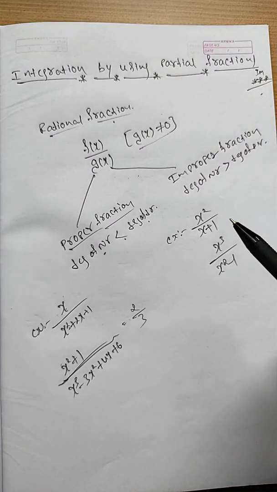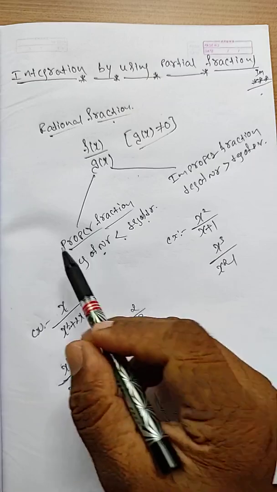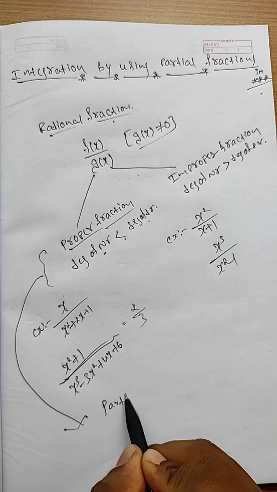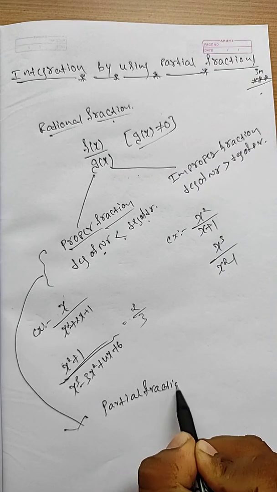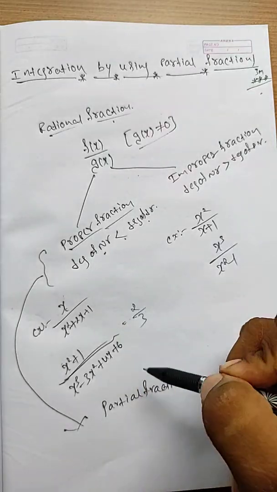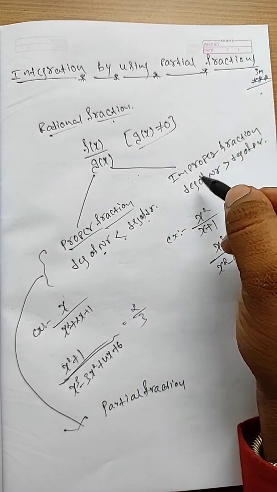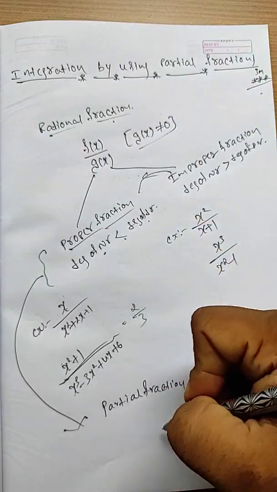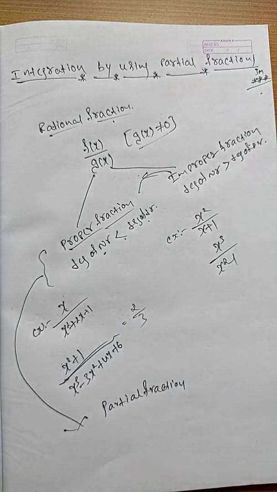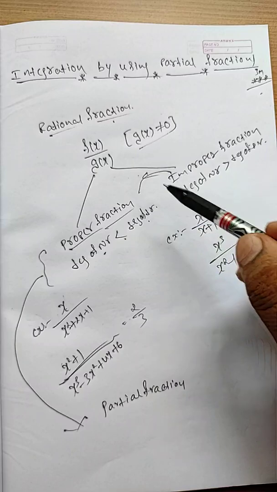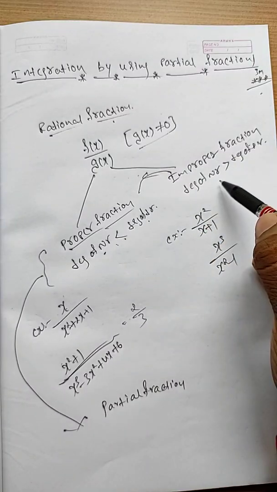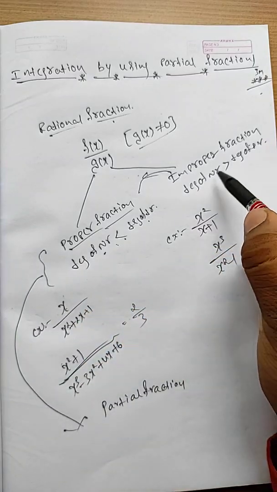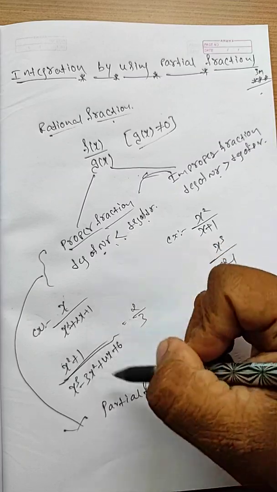Next, we can convert a proper fraction to a partial fraction. What about the improper fraction? If an improper fraction is given, you want to convert the improper to proper and then convert the proper to partial. So now you see, the rational fraction is divided into two parts, proper fraction and improper fraction. The proper fraction is converted to partial. If the given question is improper, convert the improper to proper and then to partial.